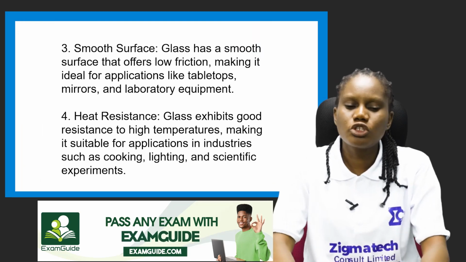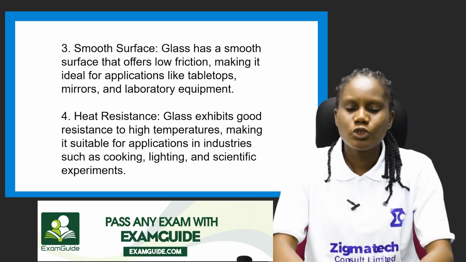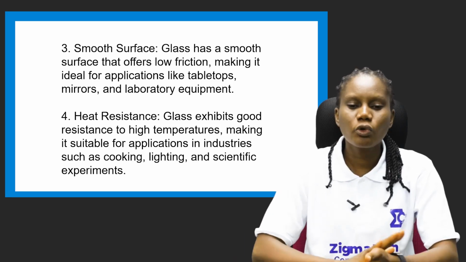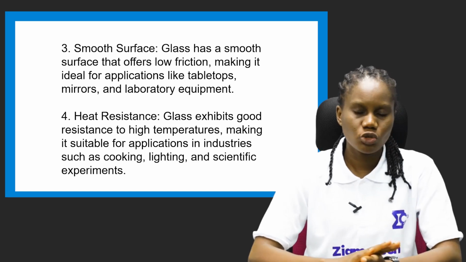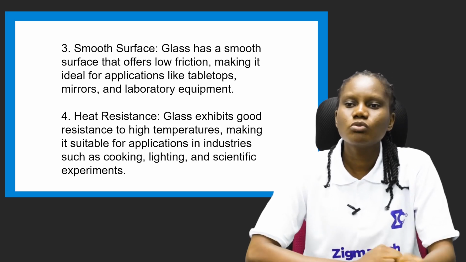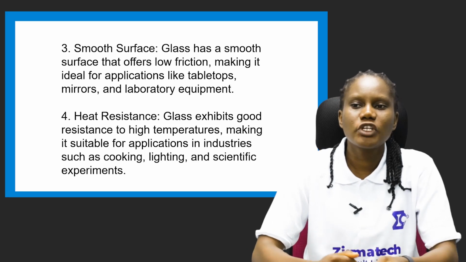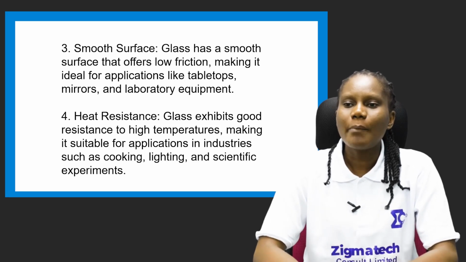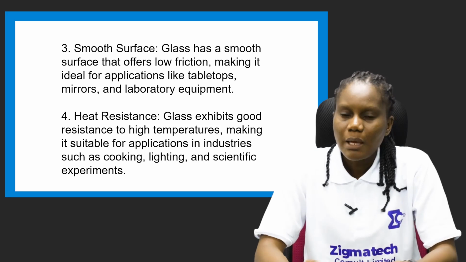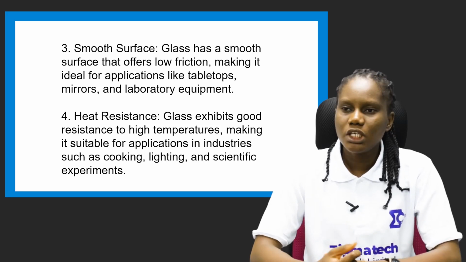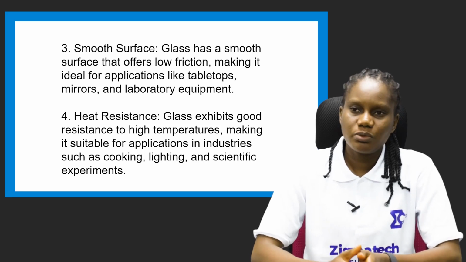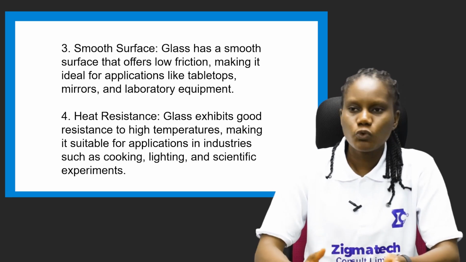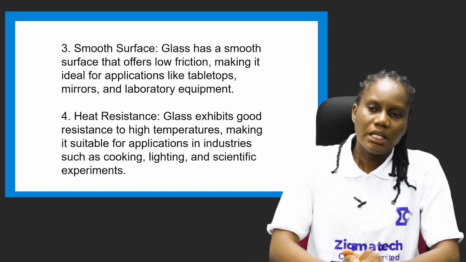Number three is smooth surface. Every glass you come across, you see that it has a smooth surface. When you run your hands through it, it's very smooth. It's not coarse in nature. So glass has a smooth surface that offers low friction, making it ideal for applications like tabletops, mirrors, and laboratory equipment. So that smooth surface, that property it possesses, has made it useful in these applications that I mentioned.